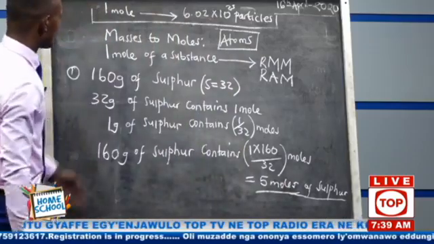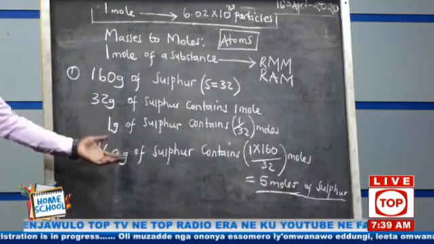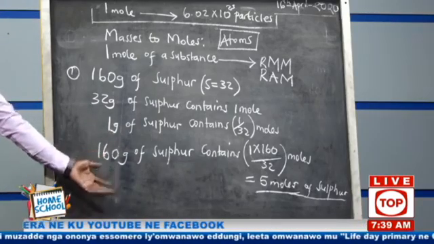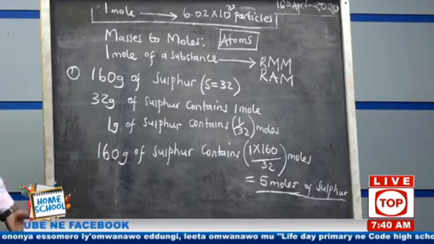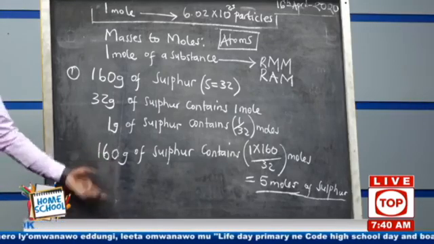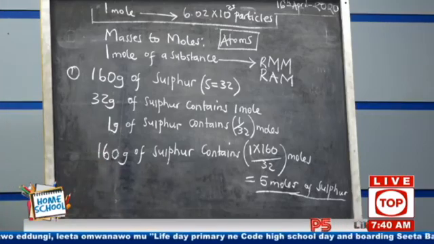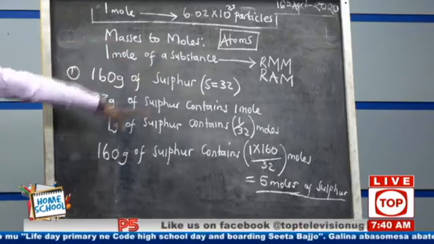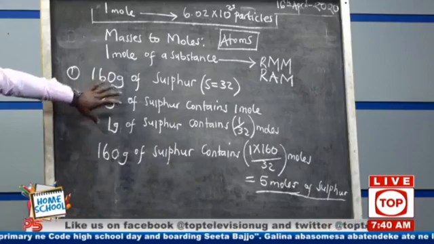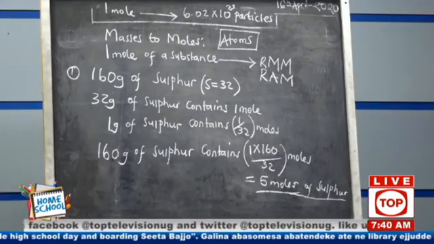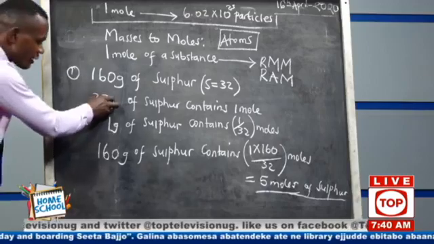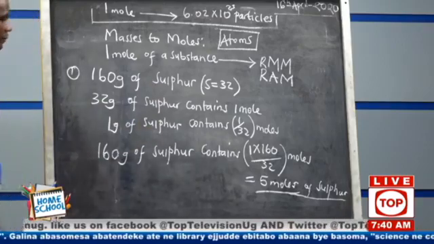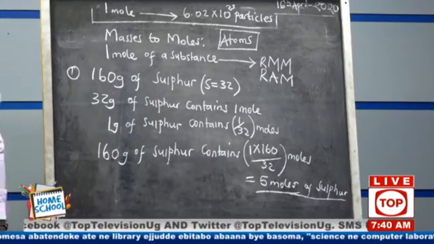That means if 32 grams of sulfur contain 1 mole, then 160 grams of sulfur will contain 5 moles. The number has increased, so even the moles have to increase. That means any example given on atoms, you can calculate using this one. You just need to substitute for these figures. If you are given calcium, substitute here, put calcium. The steps remain the same, and you get all the marks without wasting time.